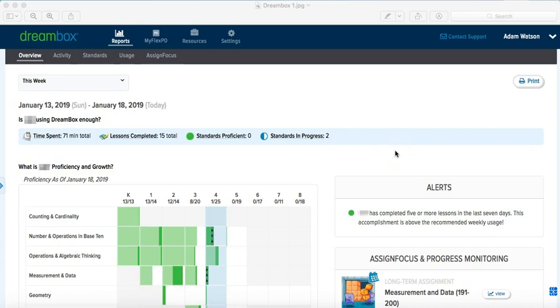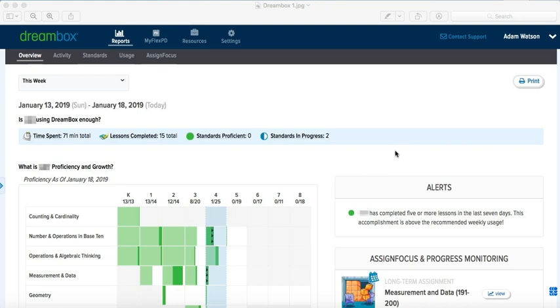I'm here to talk about the adaptive learning system Dreambox, which is a math learning platform. We have had several teachers ask some questions, especially from the overview: what is Dreambox trying to tell you through this dashboard as far as information?